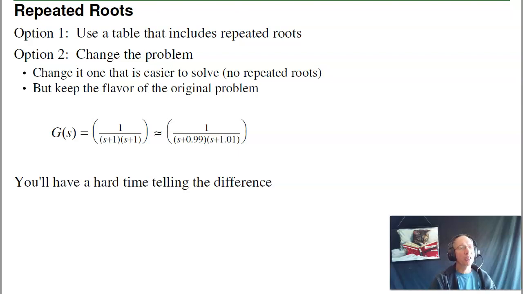Another way to solve this problem is change the problem. That's actually a very common engineering solution. If I have a problem that's hard to solve, change the problem, but change it to one that's easy to solve and keep the flavor of the original problem. So here I have 2 poles at minus 1. I'm going to change it so one pole's at minus 0.99, the other one's at minus 1.01. You're going to have a very hard time telling the difference between these 2 step responses, but the one on the right doesn't have repeated poles, so I can just use the previous method.